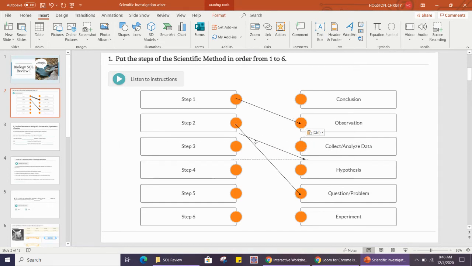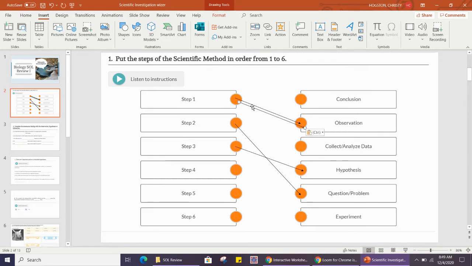After we have our question or problem, the next thing that we're going to do is share our thoughts, our ideas, our take on the answer to this question or problem. And that is our hypothesis, our educated guess, which at this point is not right and it's not wrong because it's just our guess.